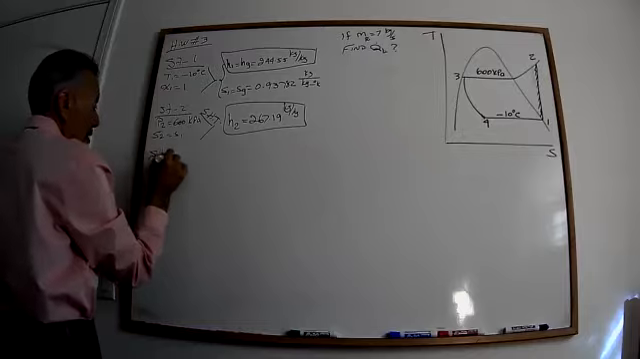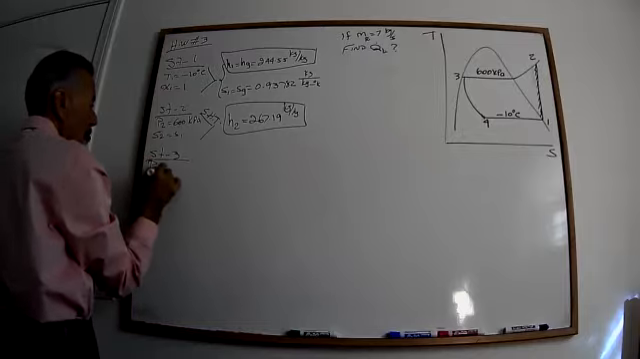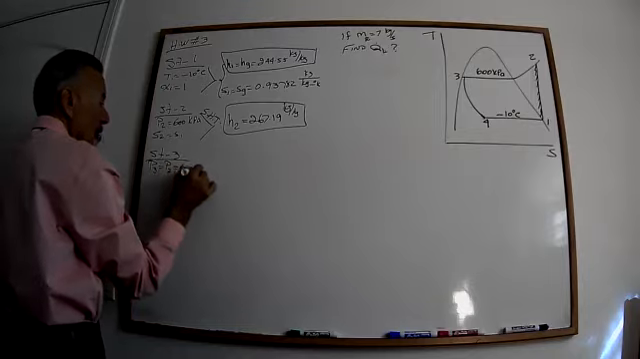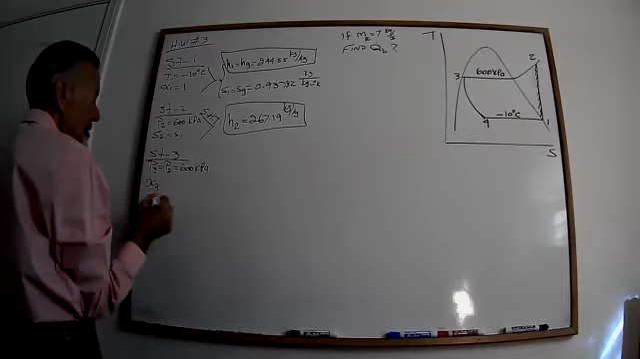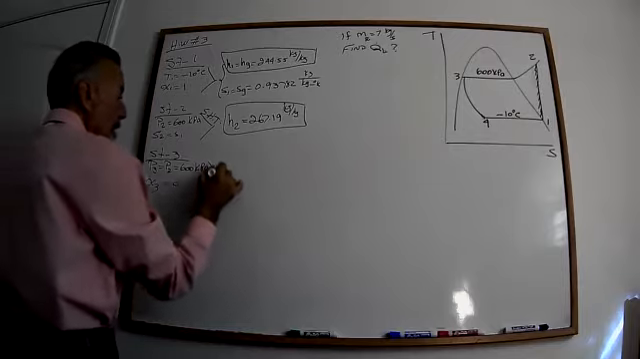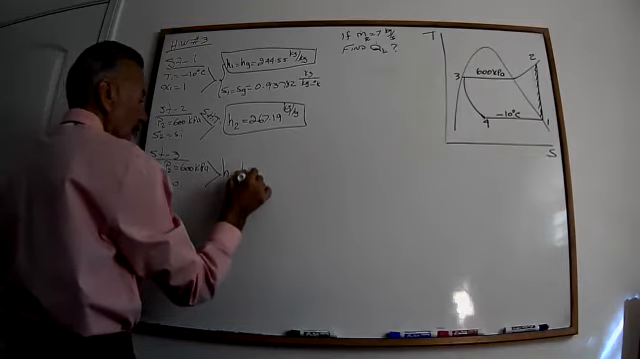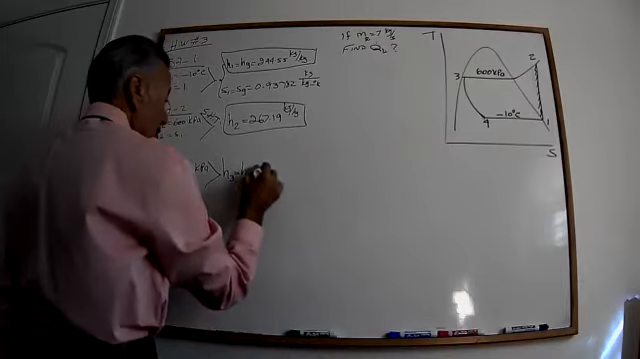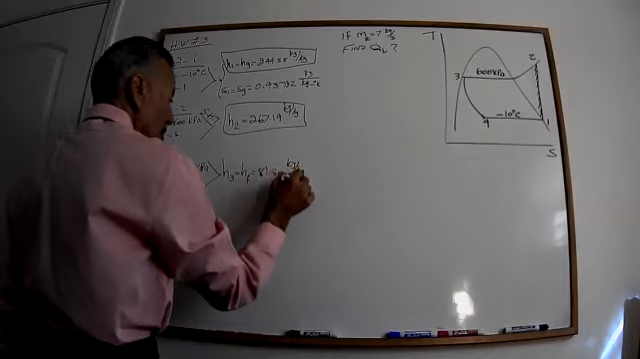At state three, P3, which is equal to P2, is equal to 600 kilopascal. This time, X3 is on the saturated liquid line, which means X3 is equal to 0. Now we can find H3, which in this case is H of F, and that value is 81.50 kilojoule per kilogram.